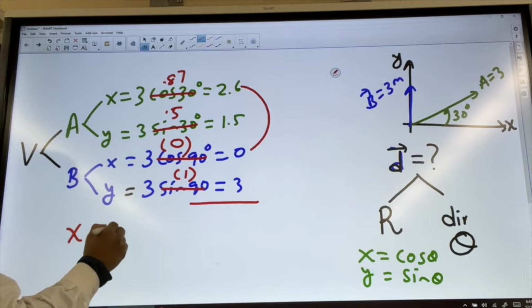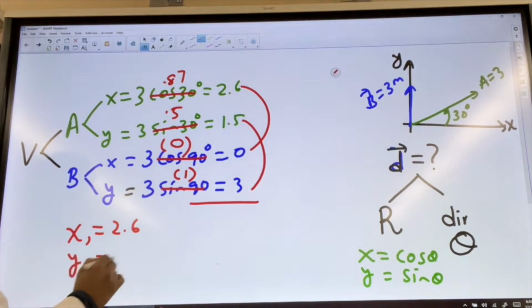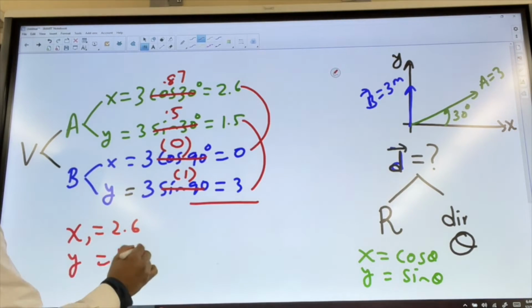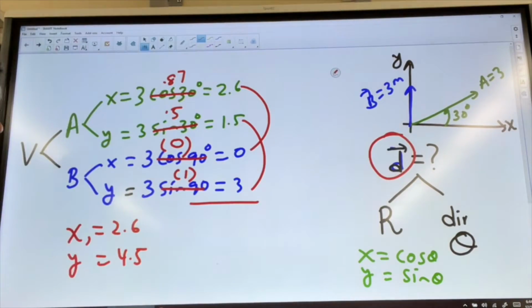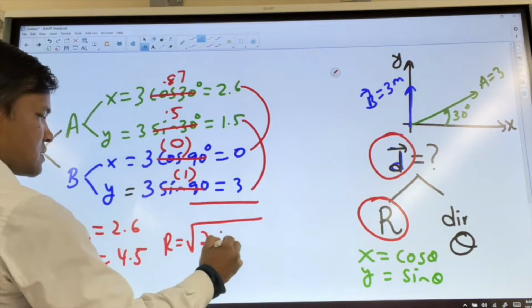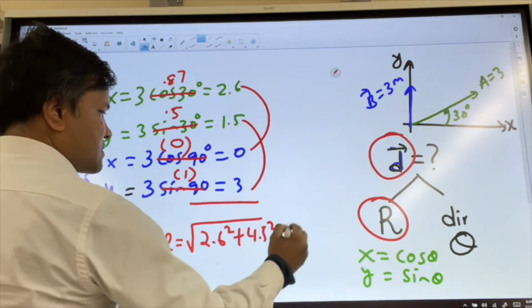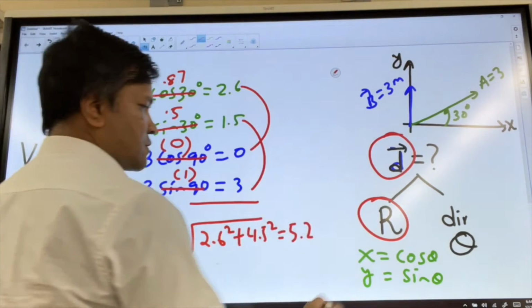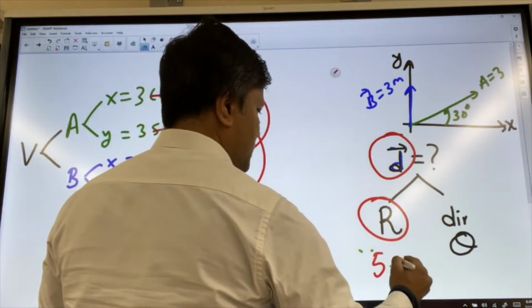X is what? 2.6. And now you have to do y. Y is 3 plus 1.5, y is 4.5. Okay, now I want to find the displacement vector. I want to find the resultant, so let's find the resultant. The resultant is the square root of 2.6 squared plus 4.5 squared, so the resultant is 5.2. I can erase this one because you already know what that means: 5.2 meters.